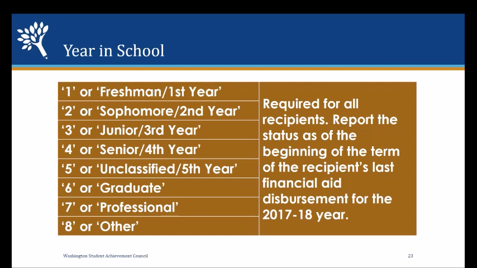You need to report the status as of the beginning of the term of the recipient's last financial aid disbursement for the 2017-18 year. So if they were a senior when they got their first disbursement and then they changed to a graduate student in their second term, you need to report them as a graduate student.